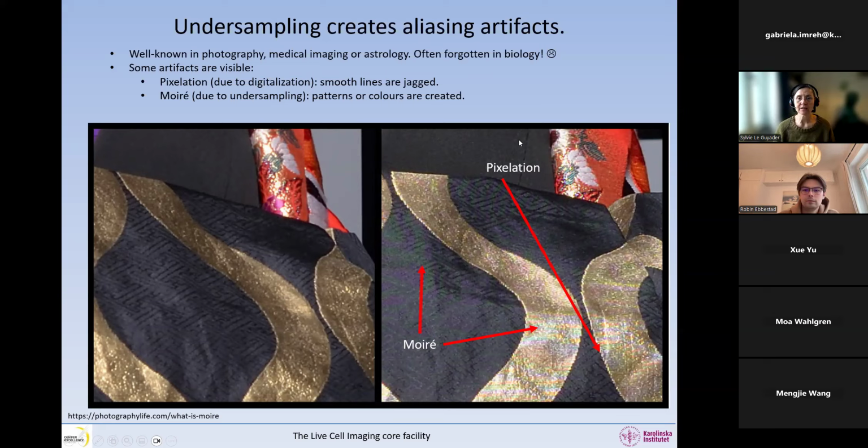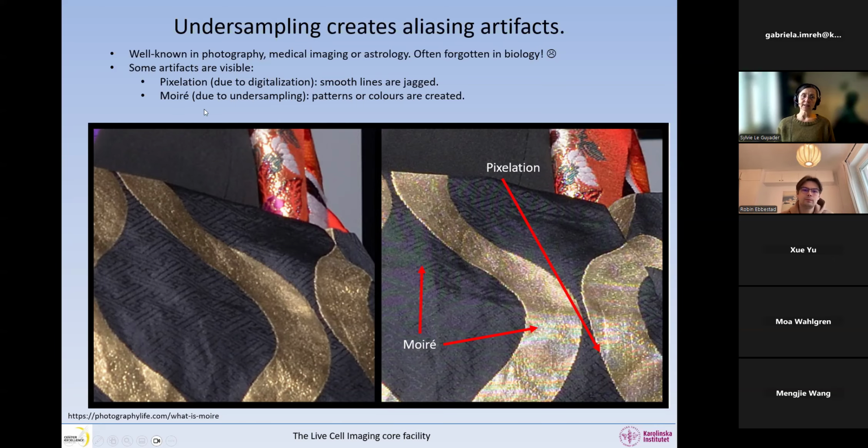So you can see here pixelation. This is due to the fact that we are measuring our optical image in discrete points. So when we have a line, instead of having a smooth line, we get a jagged line like this. This is pixelation, so it's due to digitalization.